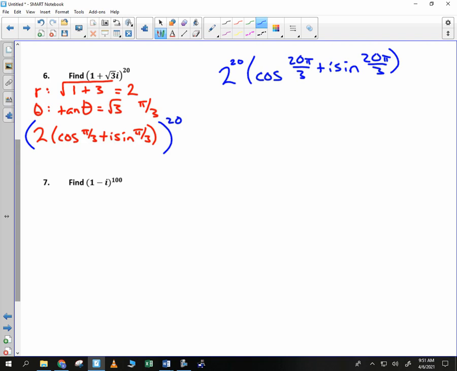Everybody agree, 2 to the 20th, that's kind of a ridiculous number? Yeah, it's pretty big. So we're just going to write 2 to the 20th.